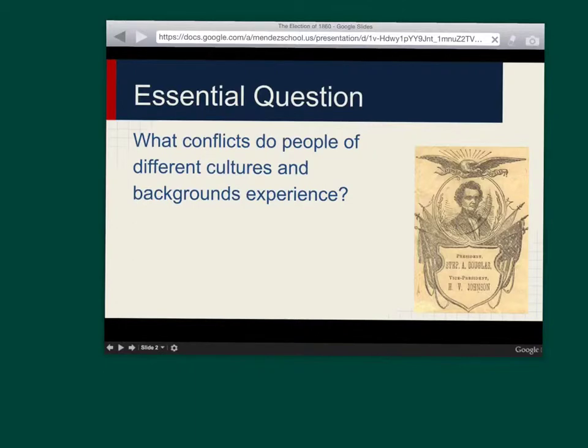The candidates. Abraham Lincoln was a Republican and went for anti-slavery. John C. Breckinridge was a Southern Democrat and went for pro-slavery. Stephen A. Douglas was a Northern Democrat and went for anti-slavery. John Bell was in the Constitutional Union and took no position on slavery.